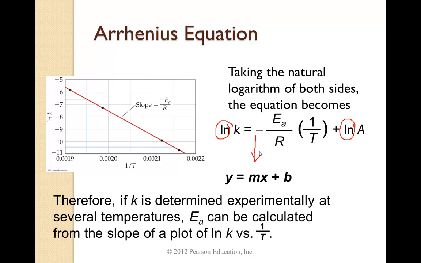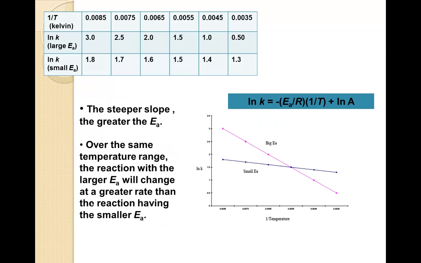Therefore, k is determined experimentally at several temperatures, where activation energy can be calculated from the slope of a plot of ln of k versus 1 over T. The steeper the slope is, the greater the activation energy is. Over the same temperature range, the reaction with the larger activation energy will change at a greater rate than the reaction having a smaller activation energy.